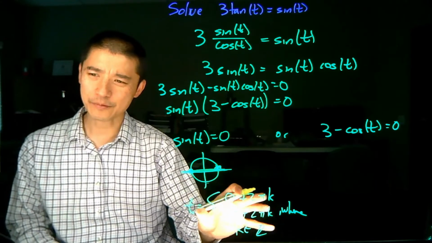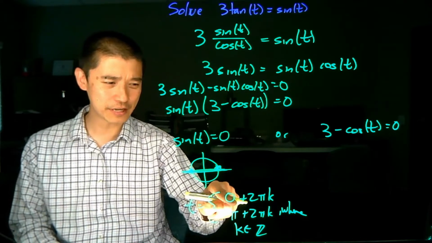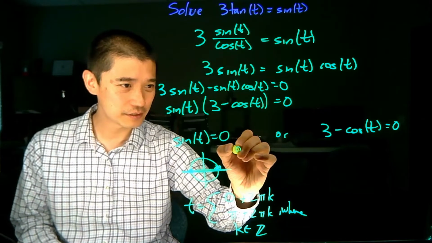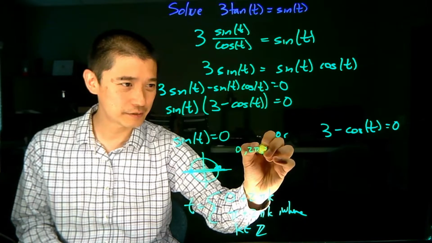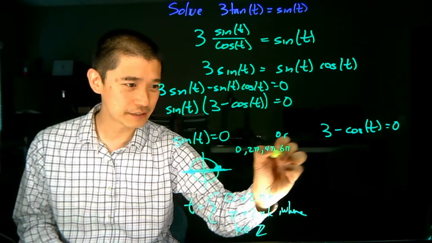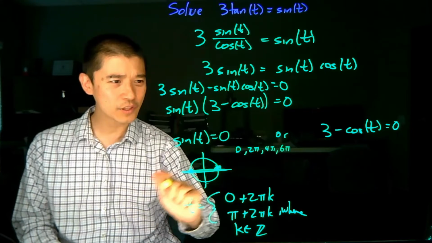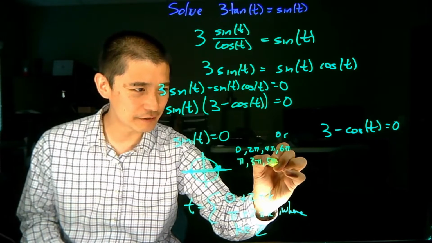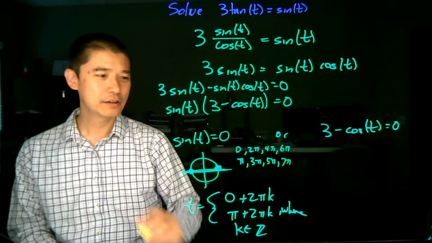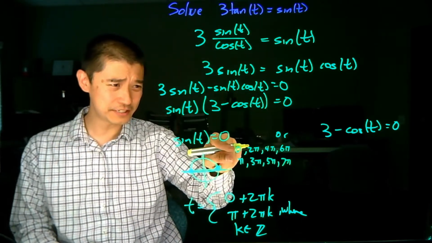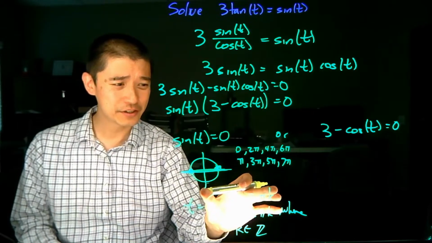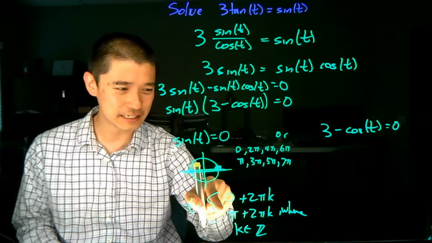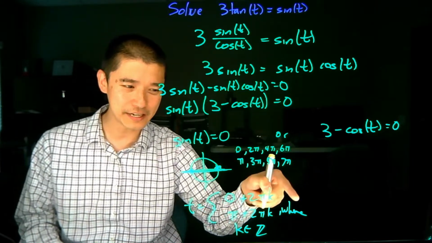Now the book will sometimes simplify this, just so that you're aware, because if you take a look at these values: 0, 2 pi, 4 pi, 6 pi. That's from this top one. From the lower one, you get pi, 3 pi, 5 pi, and 7 pi. And so with this, you can see that we're actually getting all the integer multiples of pi. So the book will sometimes condense this into a single answer that will look like 0 plus pi k.